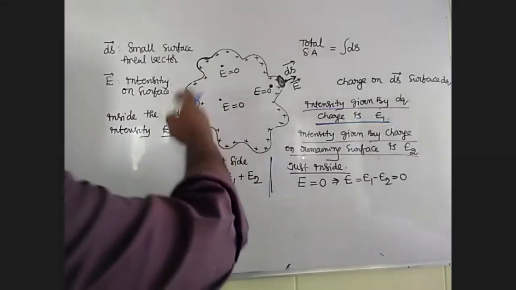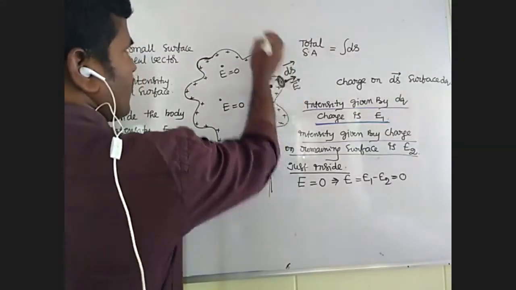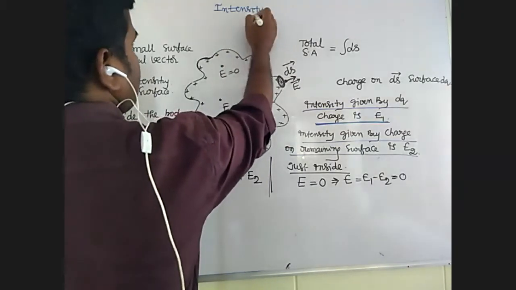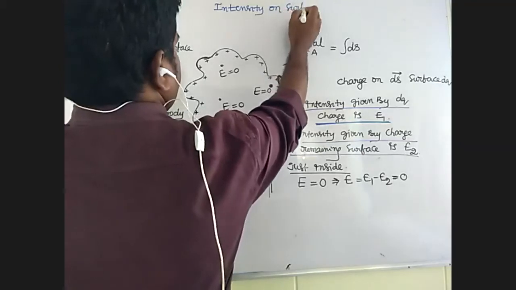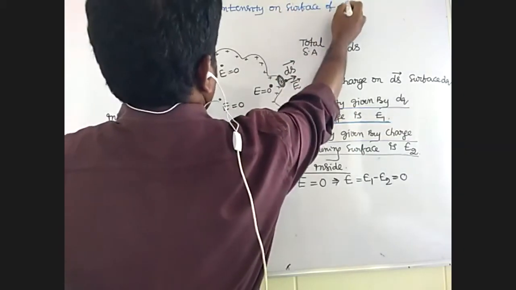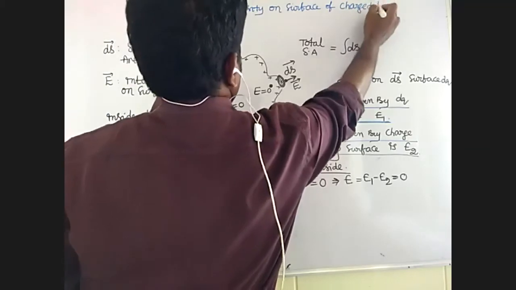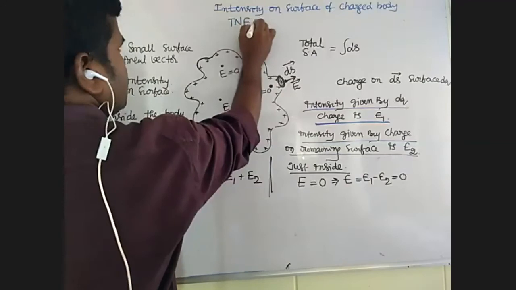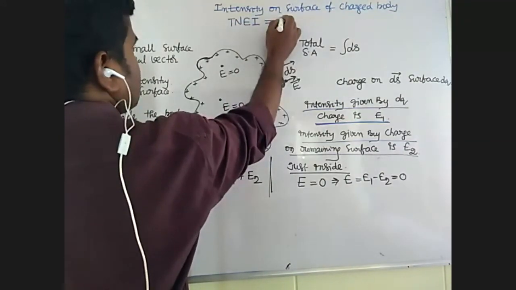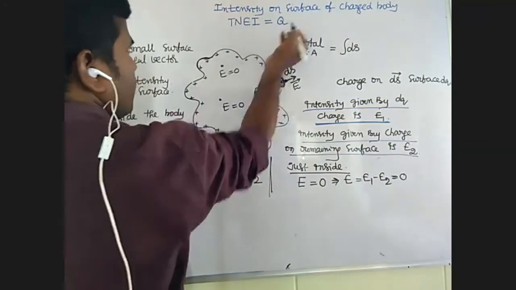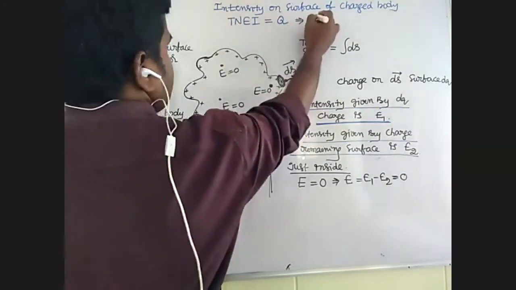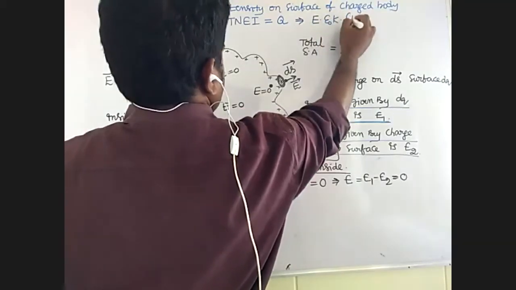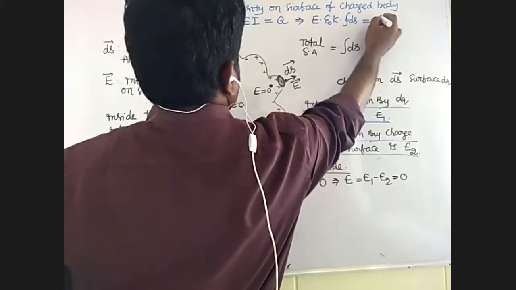Do you know what the intensity is outside, on the surface of a charged body? Applying Gauss's law, E into epsilon naught K into the integration of ds equals the total charge Q.